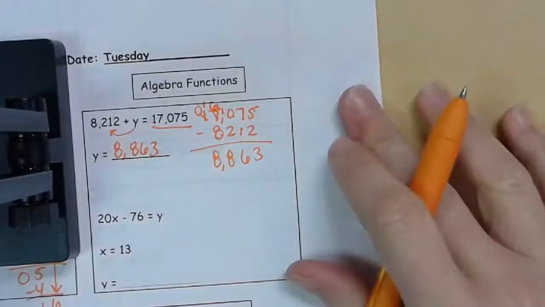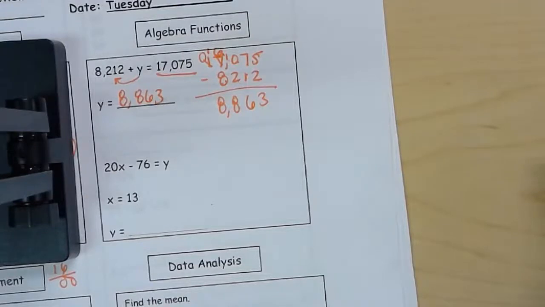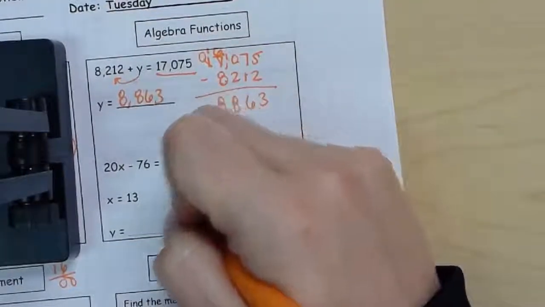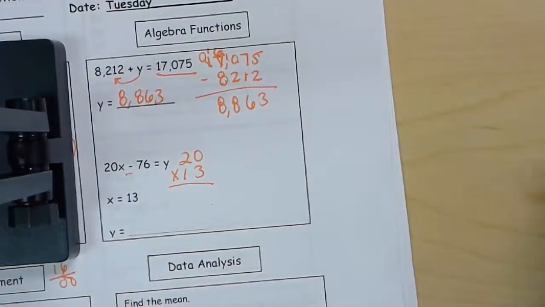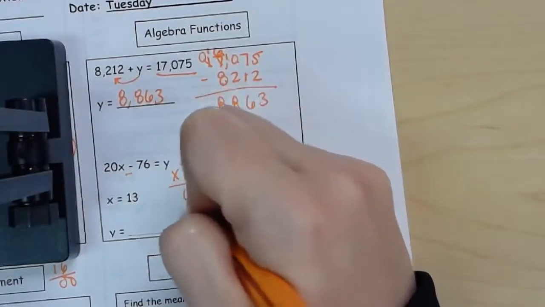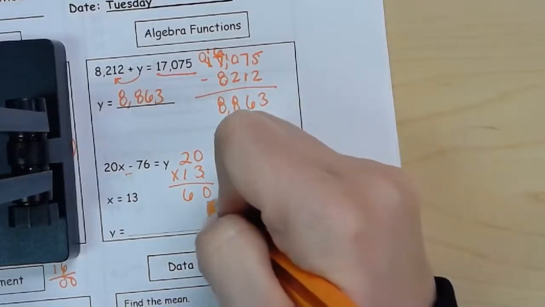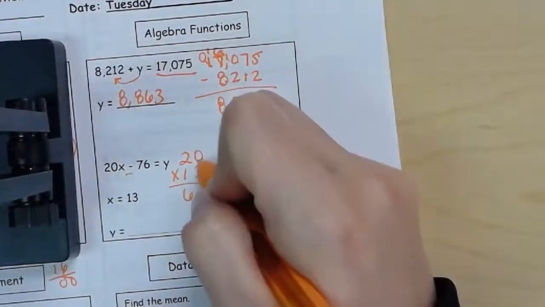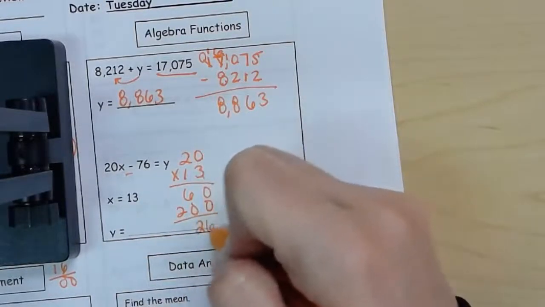For my second problem in this box, I have 20x minus 76 equals y. 20 times 13 minus 76 equals y. Sorry about that. 0 times 3 is 0. 3 times 2 is 6. Put my 0 here. 1 times 0 is 0. 1 times 2 is 2. So I've got 260.